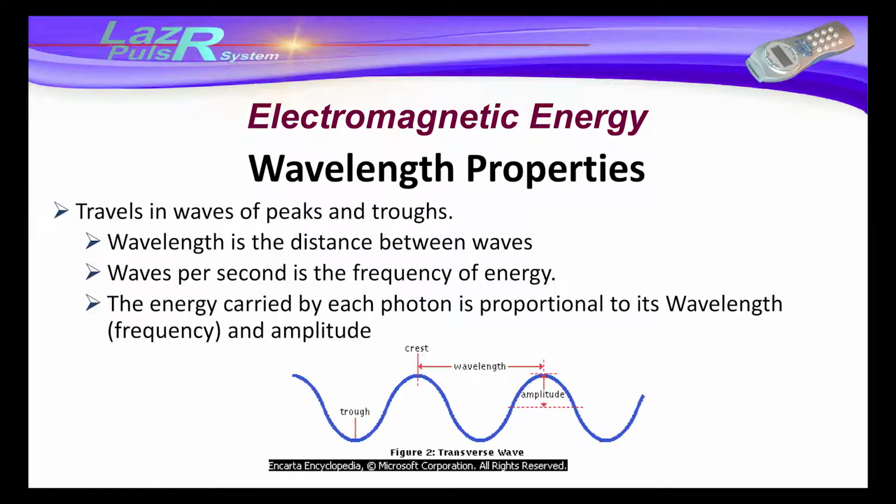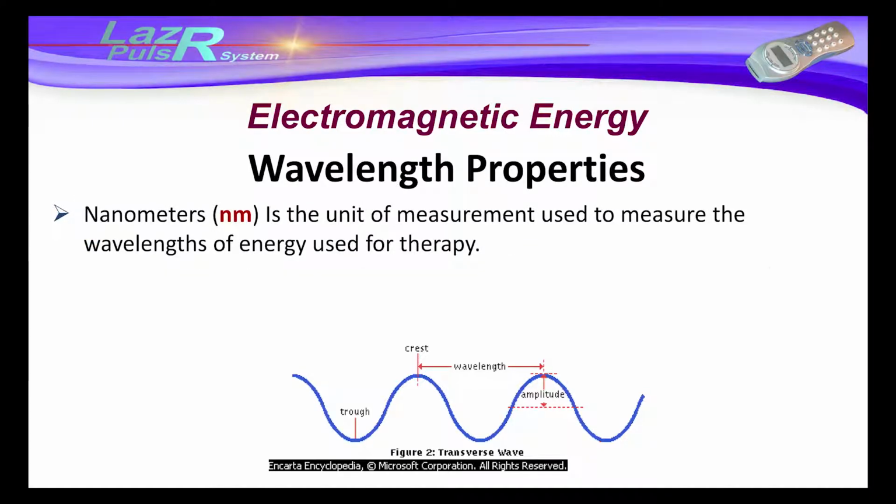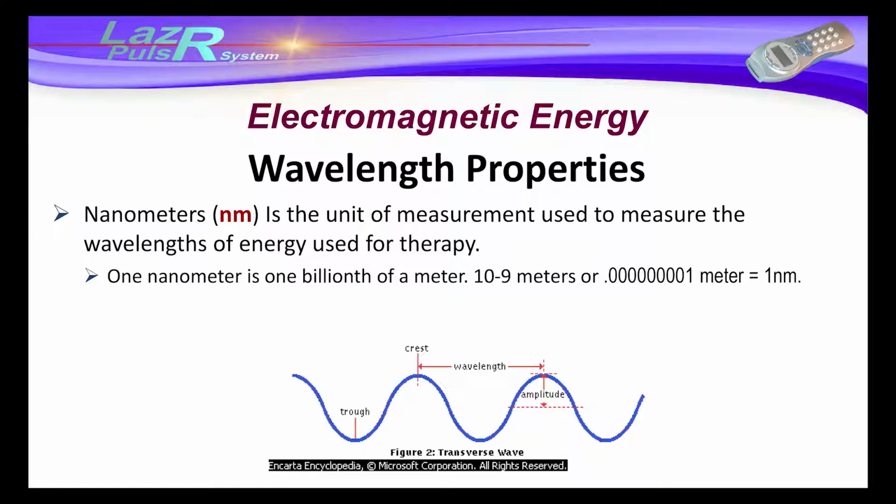The wavelength utilized in laser therapy is measured in nanometers, or billionths of a meter, and is written as a small nm following the length of the wave. In low-level laser therapy, we utilize photons that have a wavelength of 630 nanometers to 635 nanometers. In infrared therapy, they use wavelengths greater than 760 nanometers.